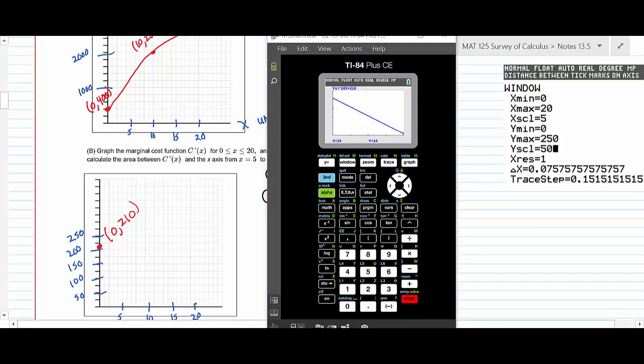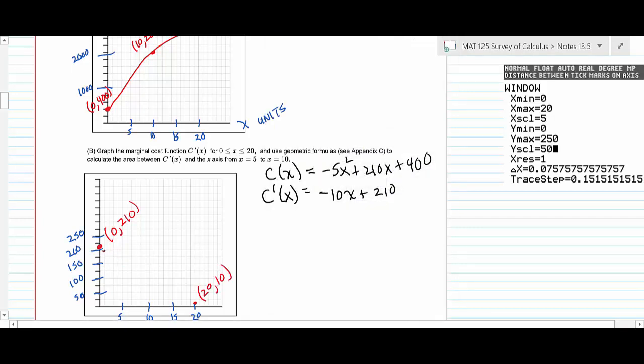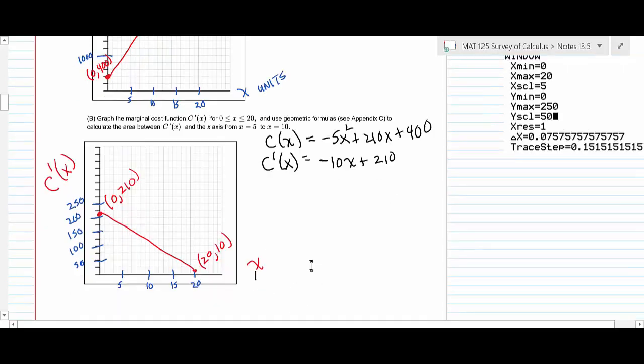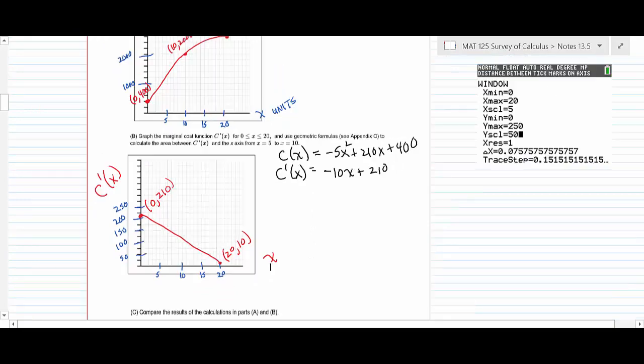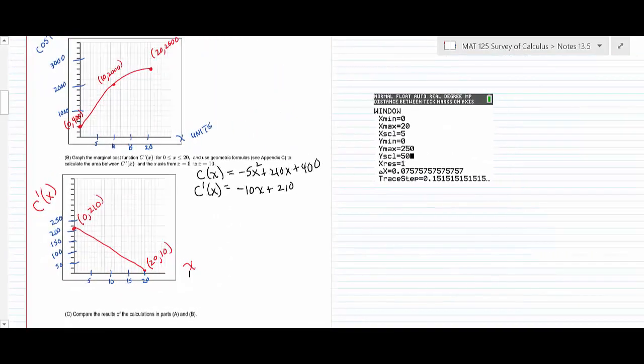So I'm going to just estimate that point as 2010. Okay, like that. And then you can sketch that line together like that. And then you would want to label this as marginal cost. And then you can label that as x, like that. Okay, so what I'm trying to show you with this problem is the idea of what an integral does and what the area under a curve does.